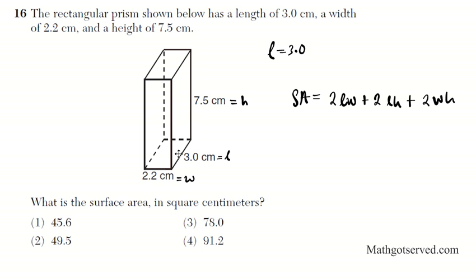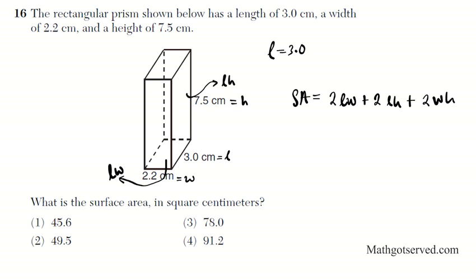Okay? So 2LW is just basically the bottom and the top. Because the area of the bottom is length times width, when you double that, that takes care of top and bottom. And then LH is the side. This side right here is LH. If you double it, it's just the left and the right.